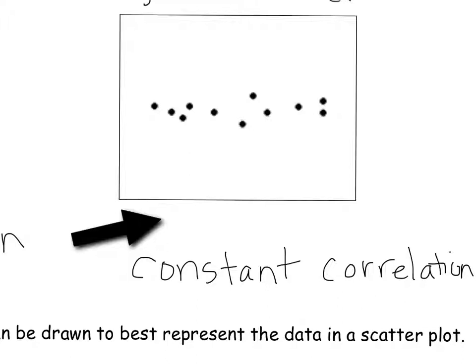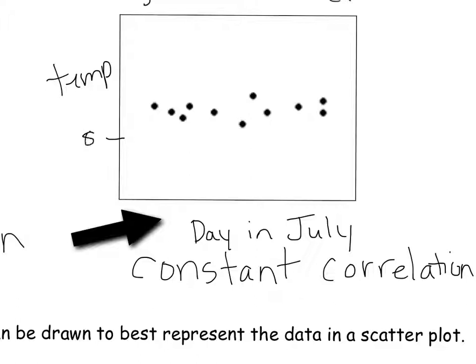So a good example would maybe be like temperature in the month of July. So let's say that based on the day, the temperature pretty much stayed at a constant, about 85 to 90 degrees. So as you can see, even though we go through days in July, from the beginning of the month to the end of the month, the temperature is pretty much staying the same. That would be a constant correlation.